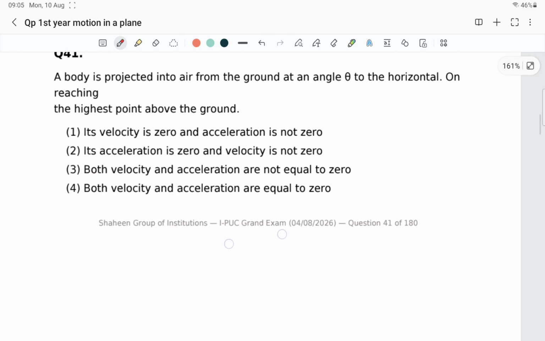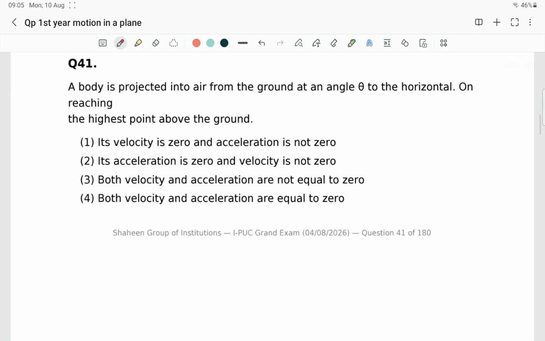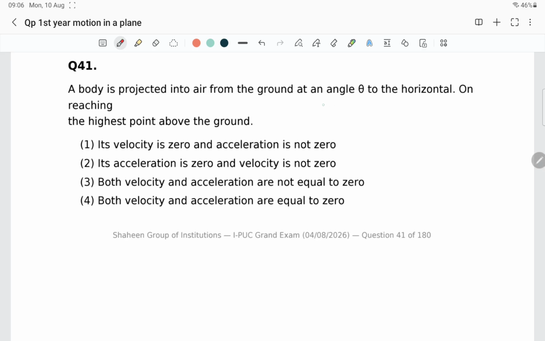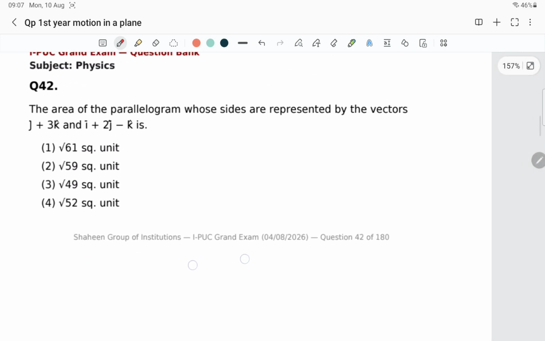Let's move on to question number 41. A body is projected into air from ground at an angle theta to the horizontal. On reaching the highest point above the ground. Yes, just read the question. So this one, all you need to understand is theta with the horizontal. So this time he is talking about projectile motion. At maximum height, you still have a horizontal component that you need to understand. So its answer is velocity is not zero and acceleration is also not zero. So option 3 is the right answer. So this was simple. Okay, let's move on to question number 42.